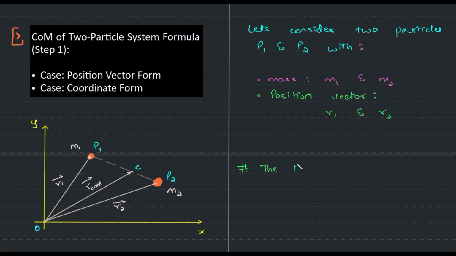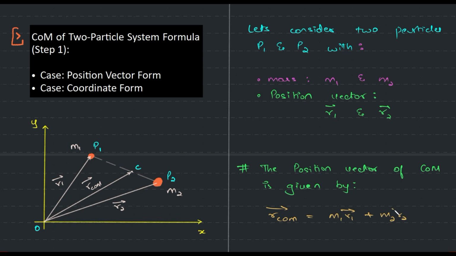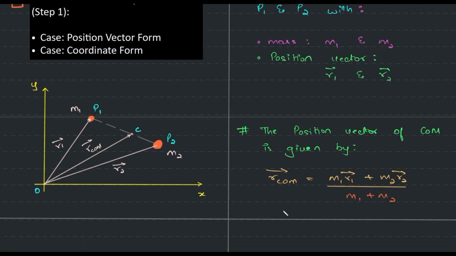Then the position vector of center of mass is given by, we kind of already have seen this, M1 R1 plus M2 R2, this entire expression divided by M1 plus M2. So this is your vector form.